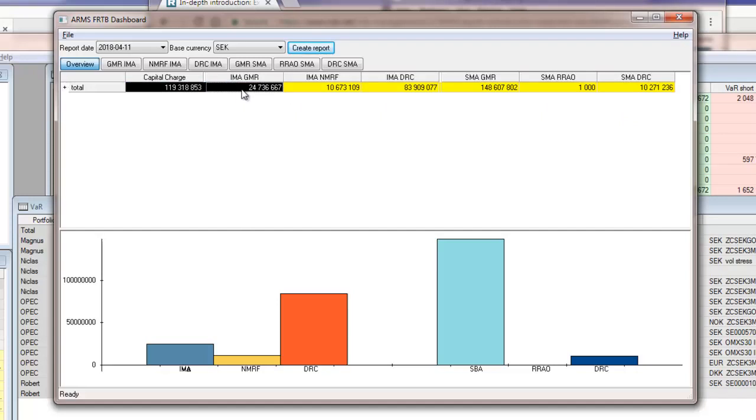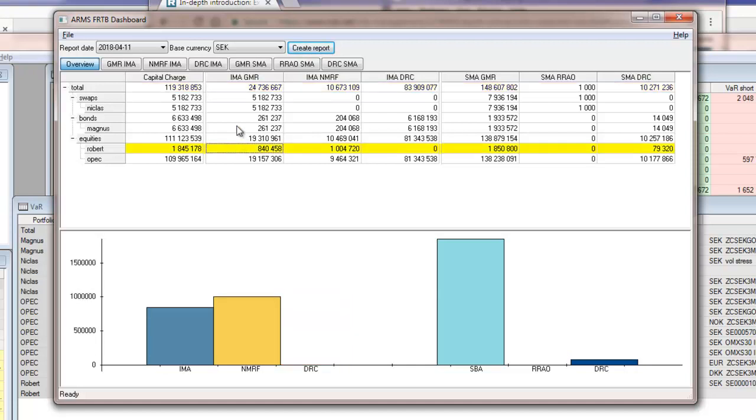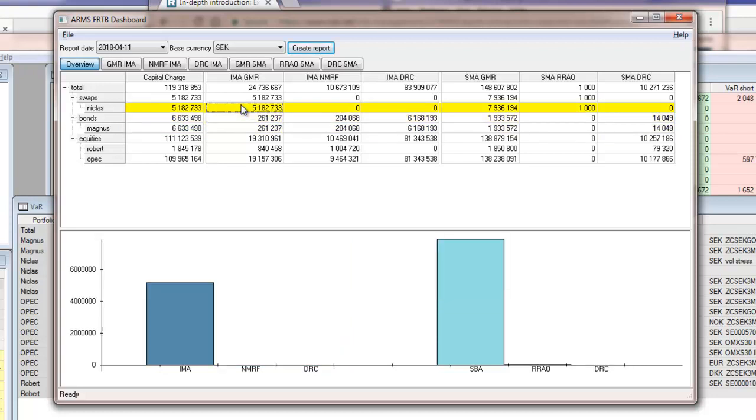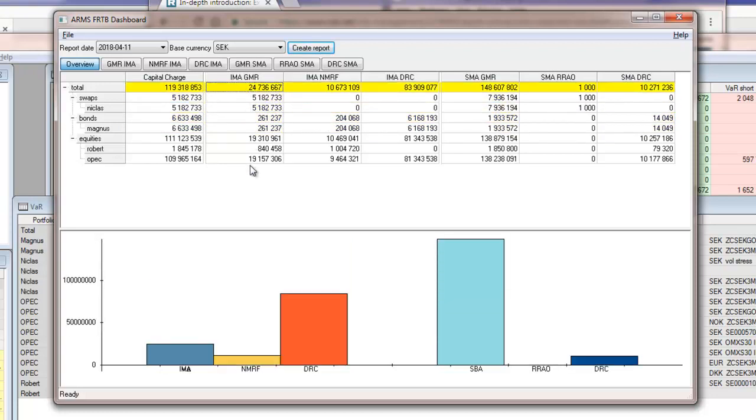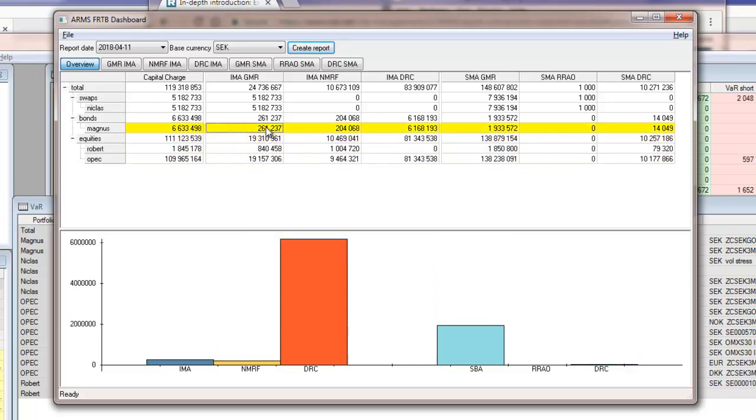So say that we're assuming that our capital charge is calculated by the internal model, we can break it down on trading venues, and we can see how these stack up against each other, and how this could be optimized in terms of which desks should be which type of model ideally.